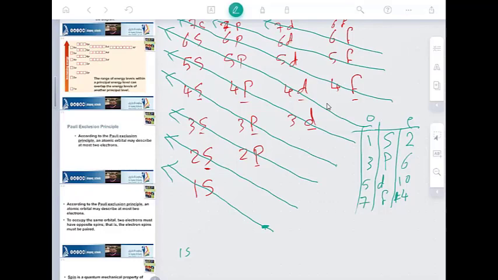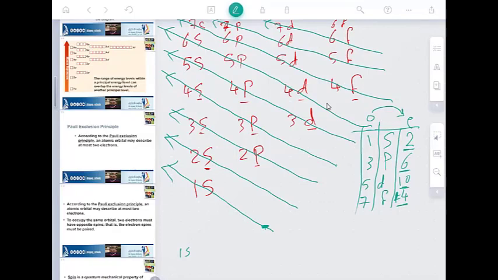That's why you find the number of electrons doubled compared to the orbitals. Okay? So 2 electrons for S, 6 electrons for P, 10 electrons for D, and 14 electrons for F. So we need to fill the electrons now.